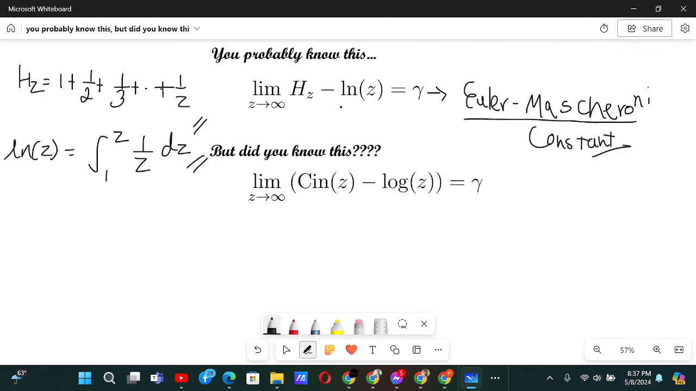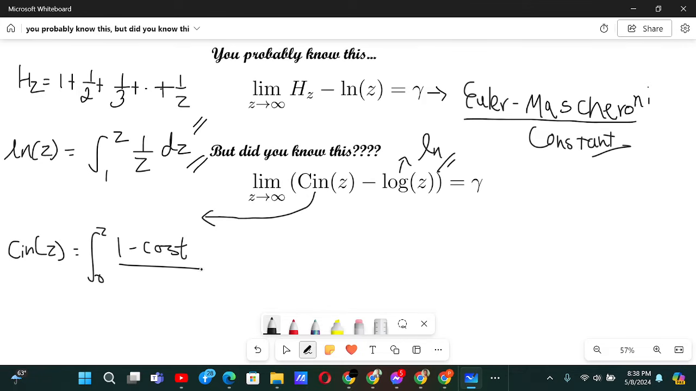You probably knew this earlier. But in this video, there is something different. It's about the difference with the ln, these are the same thing, log and ln, but here we have a modified cosine integral function. So basically, this cosine integral function is defined as the integral from 0 to g of 1 minus cos t by t dt.